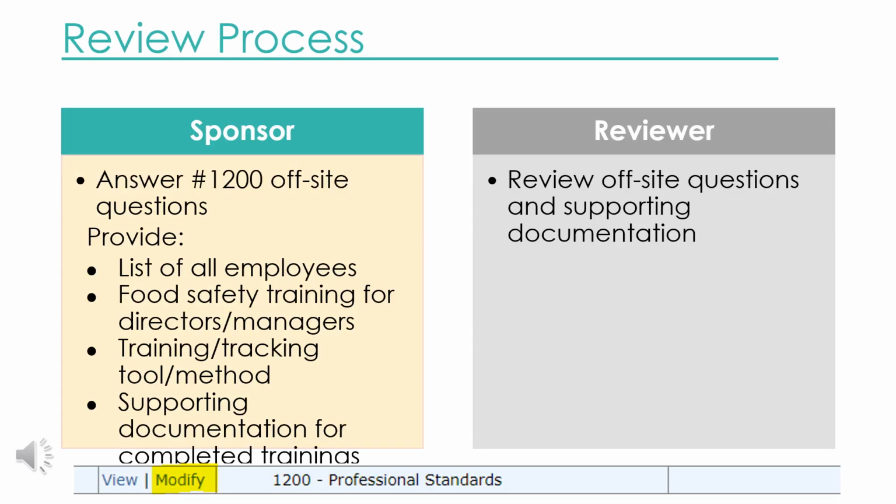To summarize the review process for this section, the sponsor will answer the 1200 series of off-site questions in CNP. The sponsor will also provide a list of all employees, and food safety training for directors and managers. They'll provide the training and tracking tool or method, as well as all supporting documentation for the completed trainings. The reviewer will review all of the off-site questions in this section and review any supporting documentation.